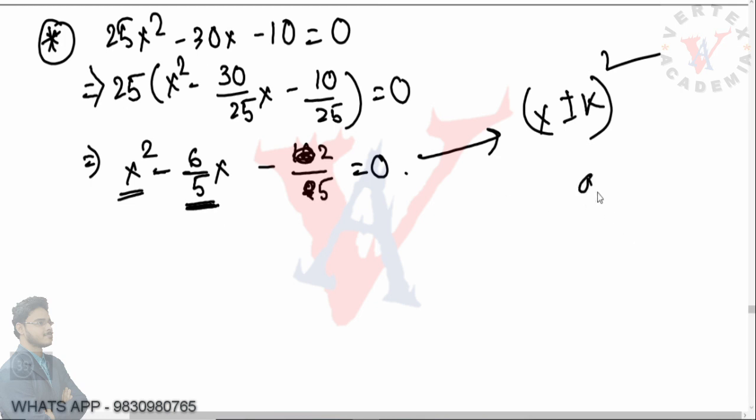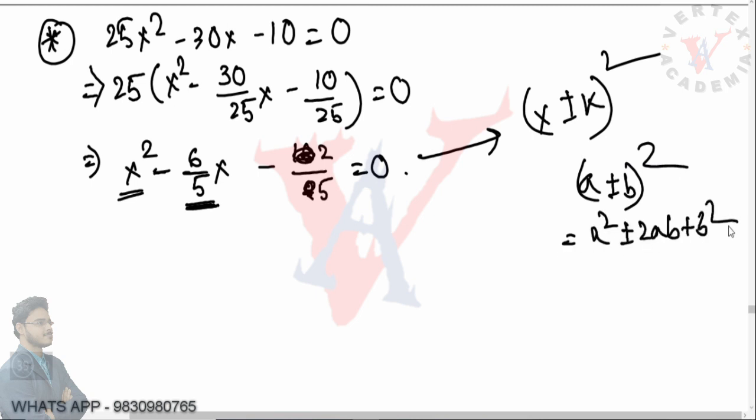If you look at the formula of a plus-minus b whole square, it is a square plus-minus 2ab plus b square, and here a is x, so you can see the a square term is present, that is x square, the 2ab term is present, only we have to find the b square term. So let us make the b square term. Okay, so this is x square minus 2 into a into, now how to find the b square term?